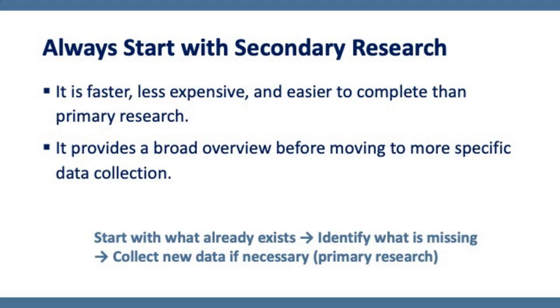Those information gaps can then guide primary research if some additional data collection is necessary. So please remember, this is the basic research process. You should always start with what already exists, the secondary research, and then identify what is missing, the information gap, and then collect new data if necessary, which is the primary research.